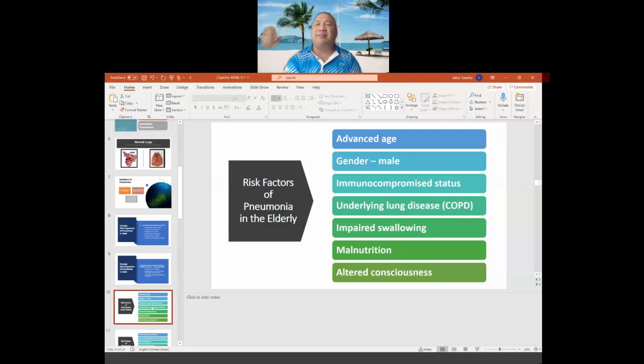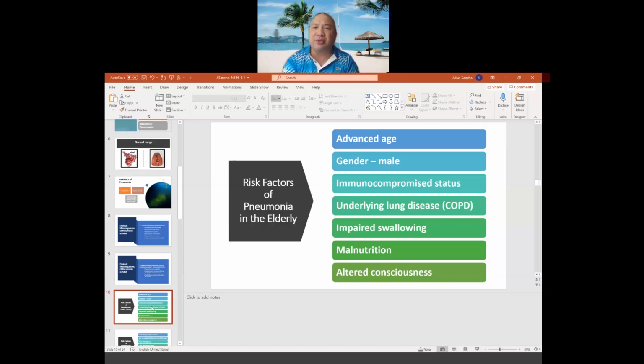So let's discuss the risk factors of pneumonia in the elderly. Of course, a risk factor is advanced age. If the resident's age is 85, they are more at risk compared to their counterparts who are under 60 or 65 years of age. Gender: research has shown that males are more prone to have pneumonia compared to females.